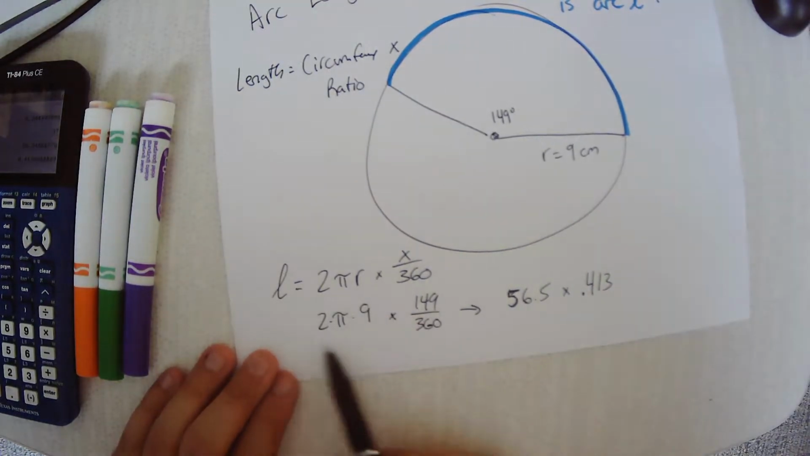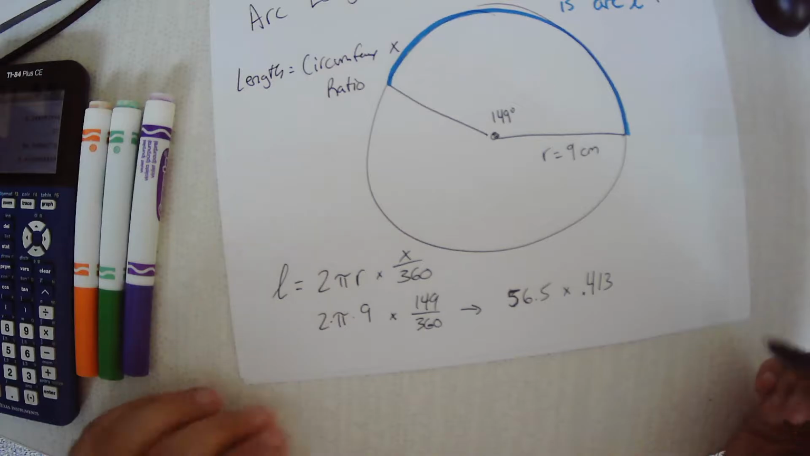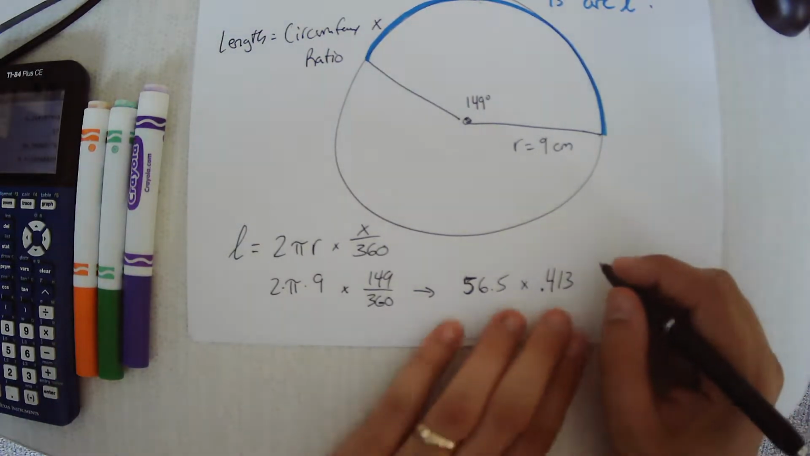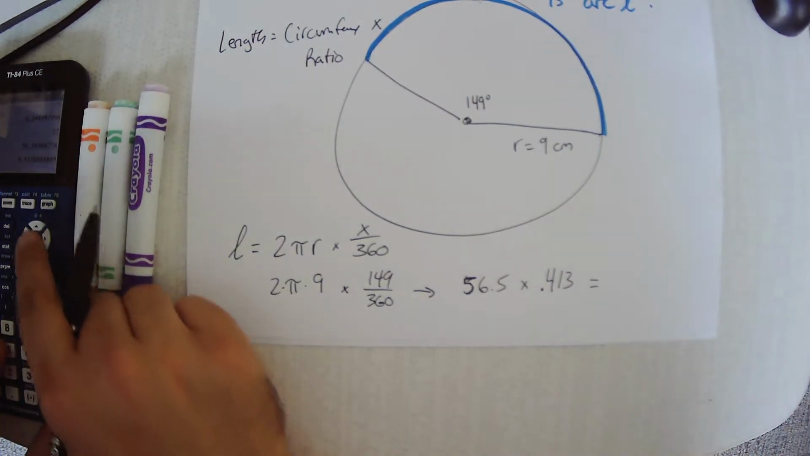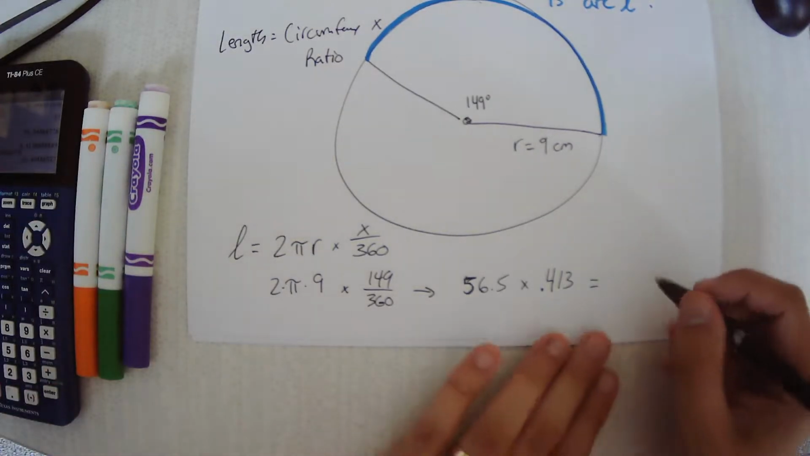Of course, you can just put this whole thing in your calculator. I'm just showing you the pieces of it. I recommend putting it all in your calculator at one time, but I just want to show you the pieces. And I got 23.4.